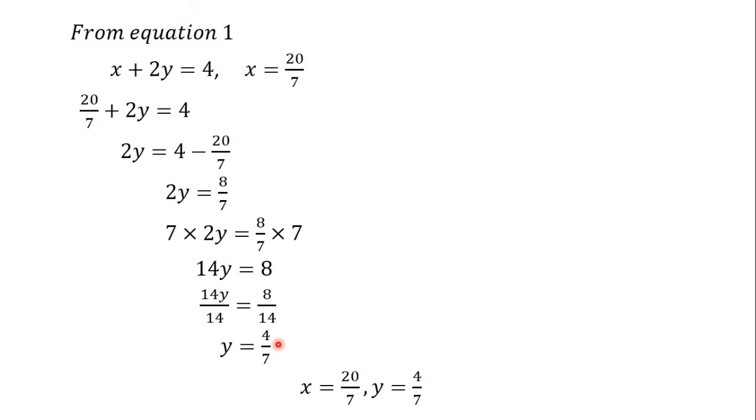So we've solved about 4 examples using the elimination method. Pick more questions and try to solve them using the elimination method.